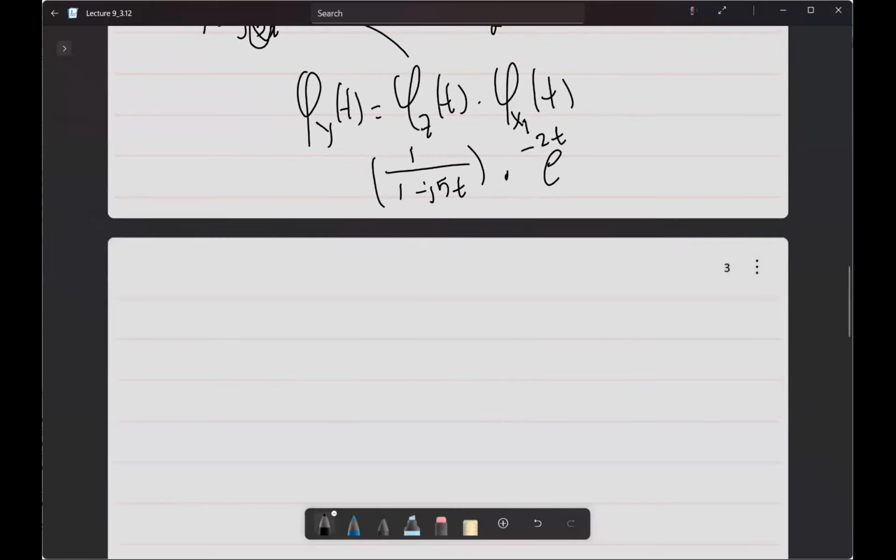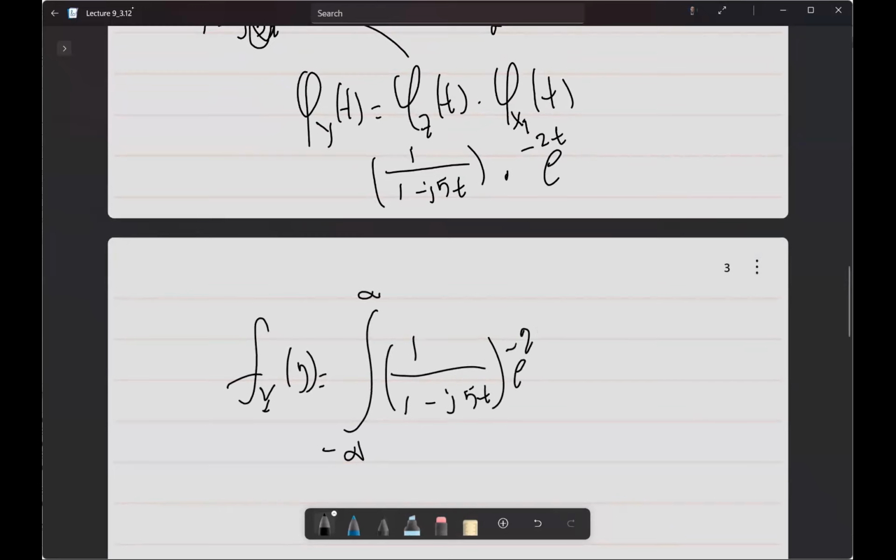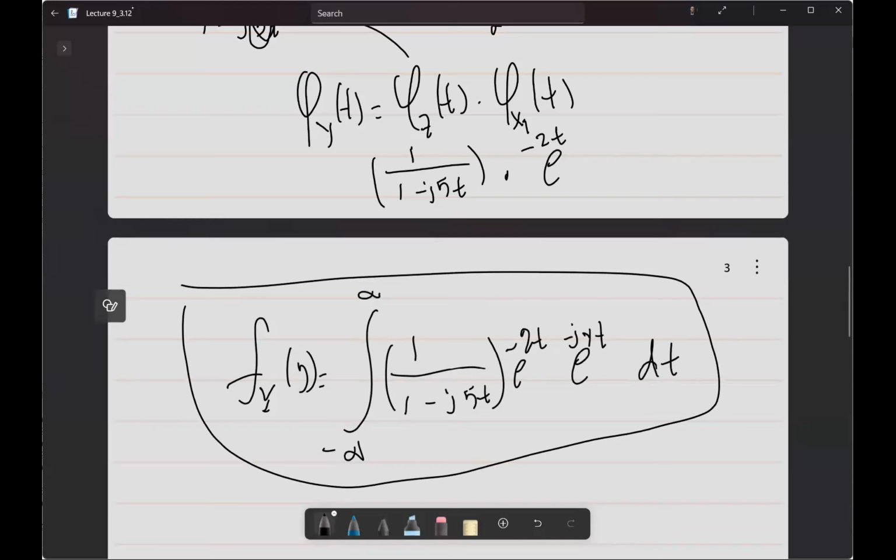Then in the second part of the same question, I asked what will be the probability density function of y without solving. The probability density function of y equals the inverse Fourier transform, the integration from minus infinity up to infinity of 1 divided by 1 minus j5t, multiplied by e to the minus 2t squared, multiplied by e to the minus j y t, dt. When you solve this equation, if it is possible to solve, I myself didn't try to solve it. Most likely it doesn't have a closed form solution. But if you solve this one, then you will find the probability density function of y.